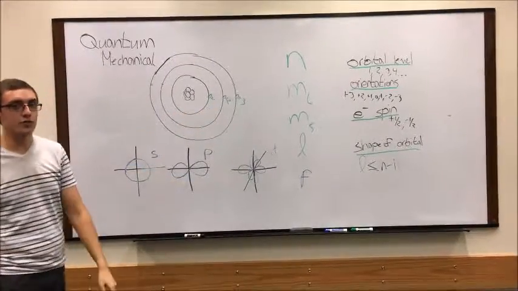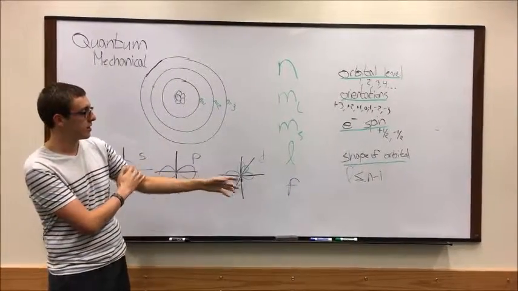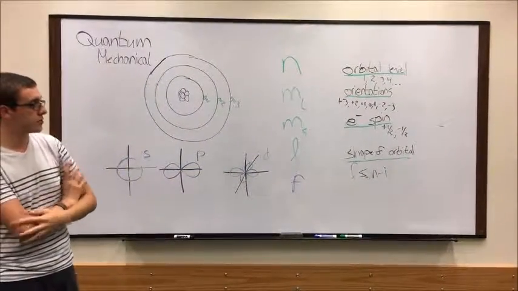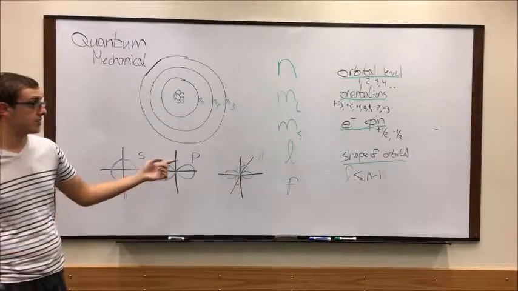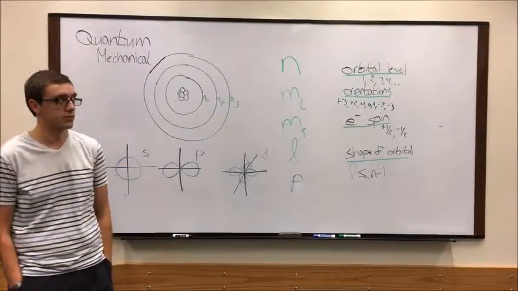After that we've got m sub L, which is the orientations. Those are going to be restricted by the L, positive and negative versions of the L. And then after that is m sub s, which is the electron spin, which can be positive or negative 1/2.